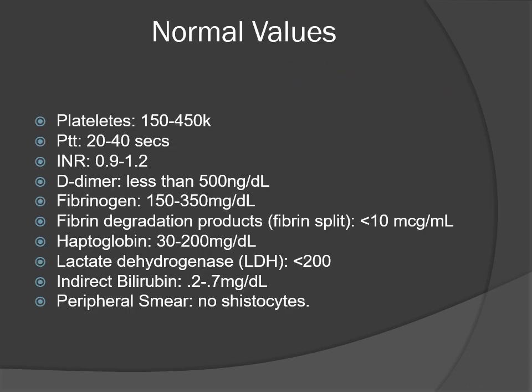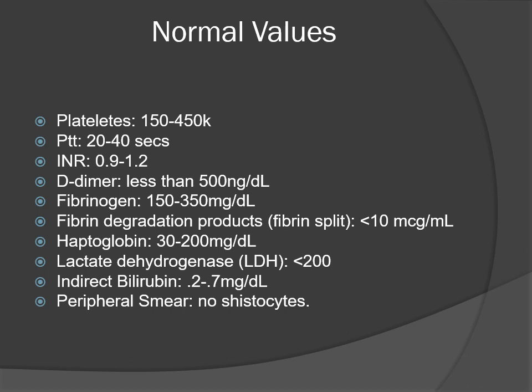So these are the normal values. I'm not going to spend a lot of time here. Everybody knows normal platelets, normal PTT, normal INR, normal D-dimer, normal fibrinogen, FDP, fibrin degradation products. This is really quite uncommon to have available, so I wouldn't worry about that too much.